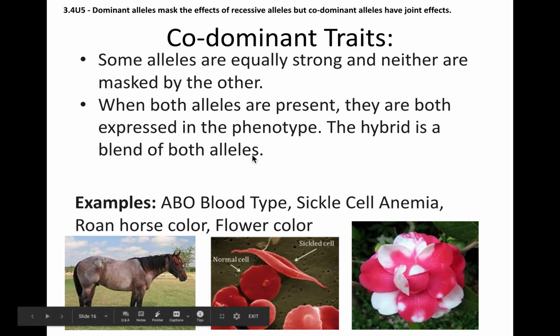So one example is the ABO blood type, because there is A blood type, B blood type, and AB blood type. So the AB would be that codominant version, and then O is the recessive. Sickle cell anemia is another example of a codominant trait. Roan horse color, which is kind of like a red and white speckled color on the horse, usually on its rear. And this flower here, some flower colors also have codominant traits, which give them this speckled look as well.